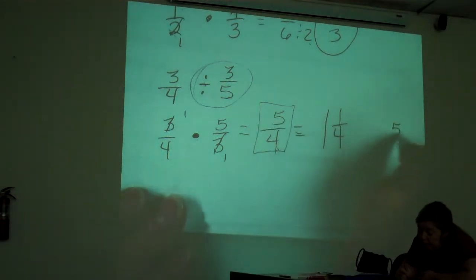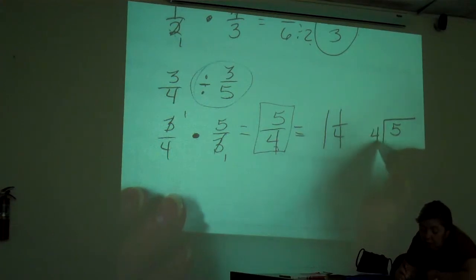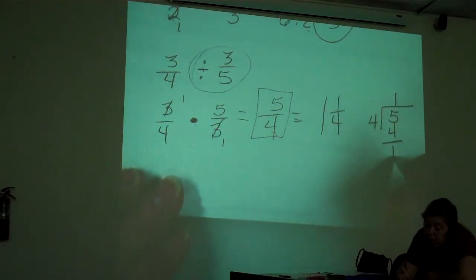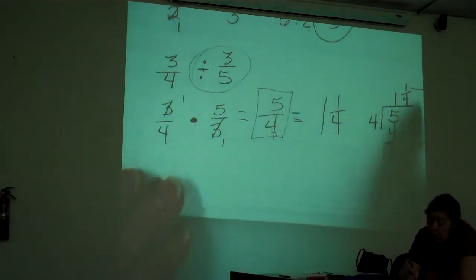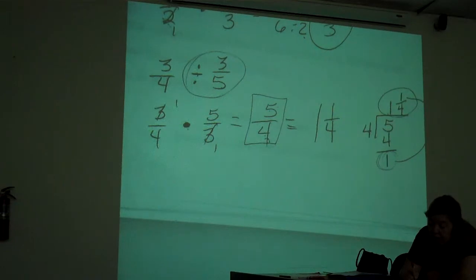The top number goes under the division. This bottom number goes on the outside. 4 into 5 goes 1 time. 1 times 4 is 4. Subtract, you have 1 left over. This remainder goes on the top. The 4 stays on the bottom here. So to change 5/4, it would come out to 1 1/4 right there.